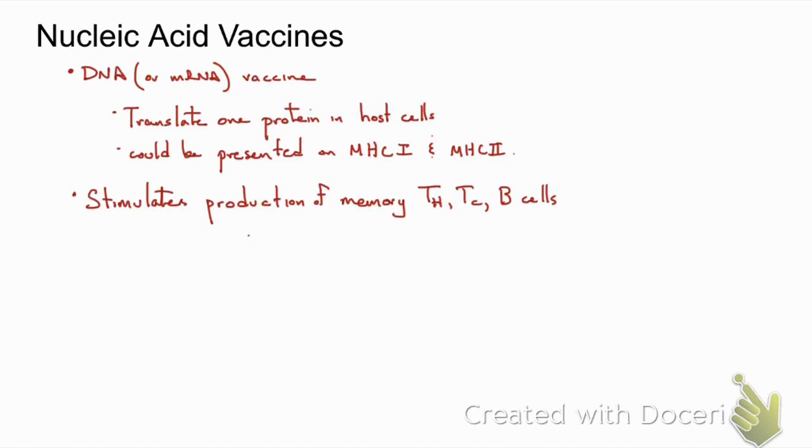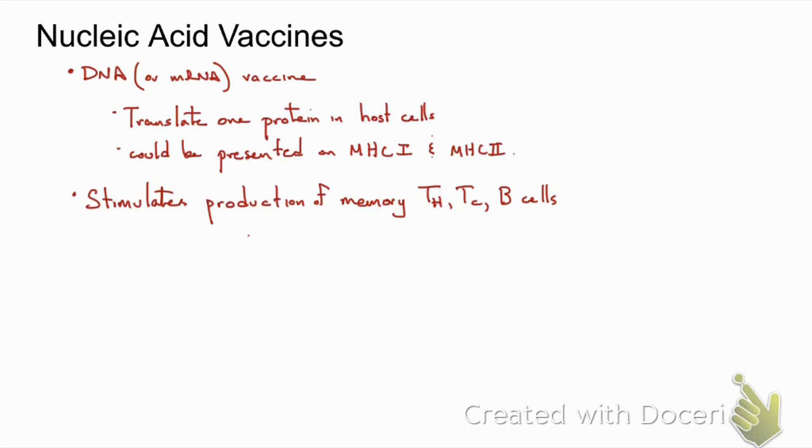Now, the benefit of this is that it functions like a subunit vaccine in that only one protein is being produced. And again, this would not cause disease or symptoms of disease in an individual. So theoretically, these nucleic acid vaccines would be safe for an immunocompromised individual. However, because it would be our own cells and our own machinery that is producing the proteins for this, that would mean that these antigens could be presented not only on MHC2, but also on MHC1.